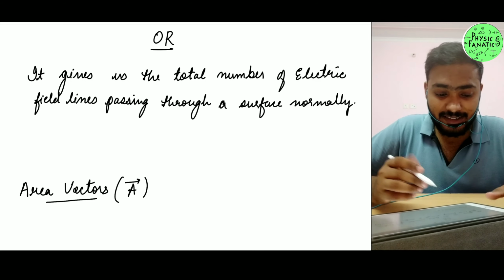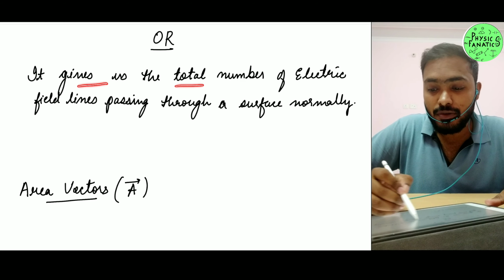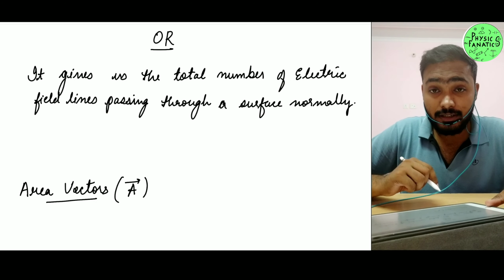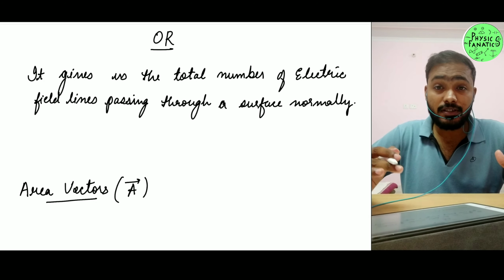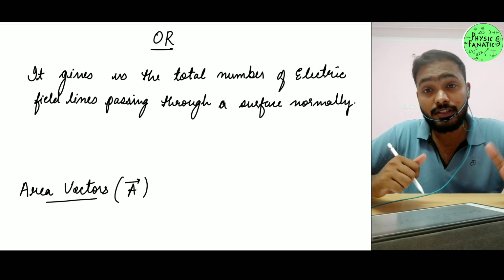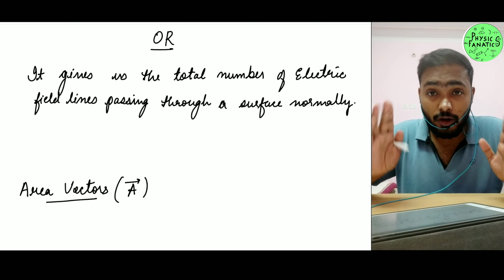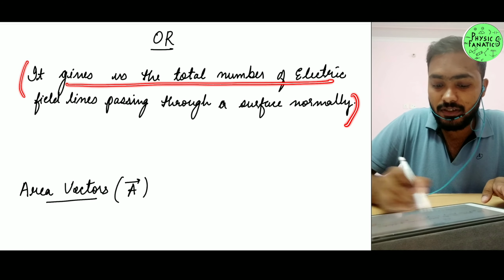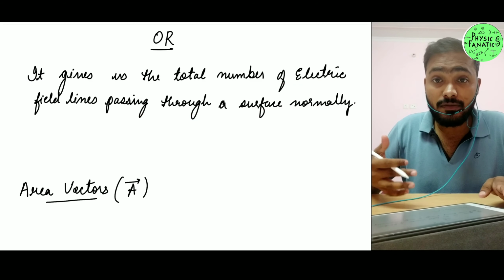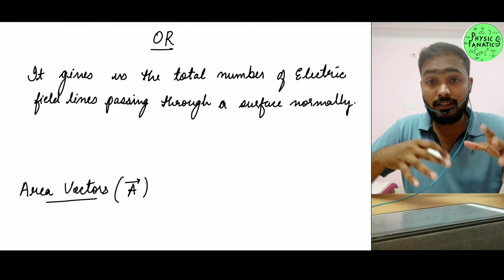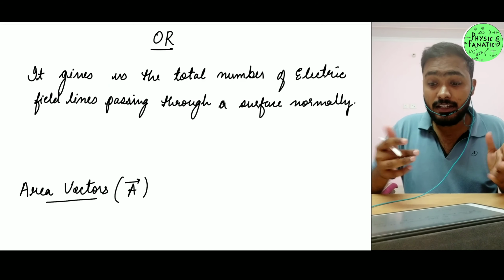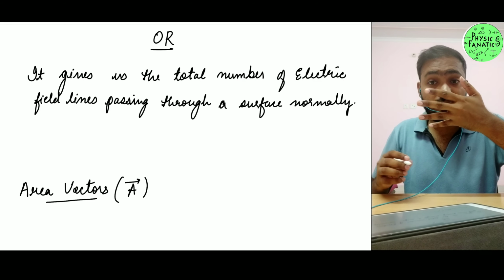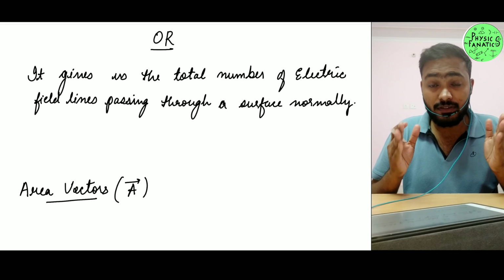In simple words, I can also say this: it gives us the total number of electric field lines passing through a surface normally. Now this is important. It gives us the total number of electric field lines which are passing through a surface normally. You have to remember this definition, because we are going to use it later in this video. So this definition is important. I'll just repeat it again: it gives us the total number of electric field lines which are passing through a surface. It can be any surface.